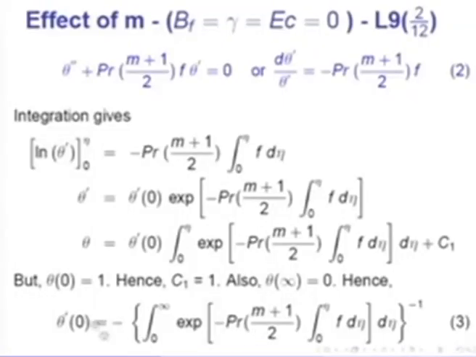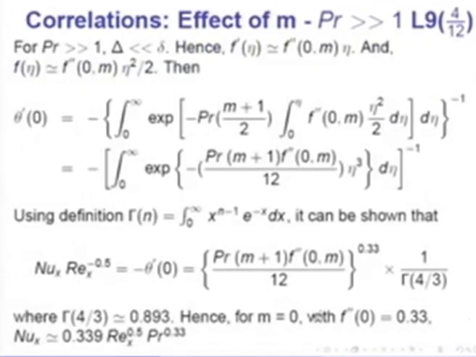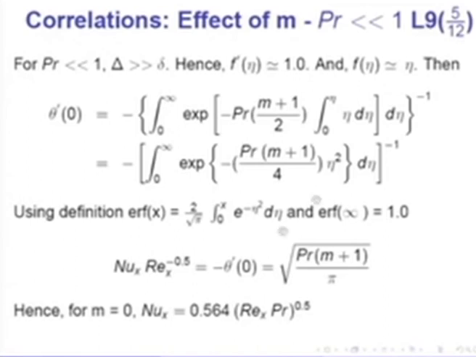In this equation for theta prime 0, if I substitute f equal to eta, then I will get the relationship as that. This will simply become eta squared by 2. So, this becomes Prandtl to the m plus 1 by 4 eta square, whole thing integrated, raised to minus 1. If you put this as some y or something like that, you can carry out this integration quite easily and use the error function definition. Erf of x is equal to 2 by root pi, integral 0 to x of e raised to minus eta square d eta.